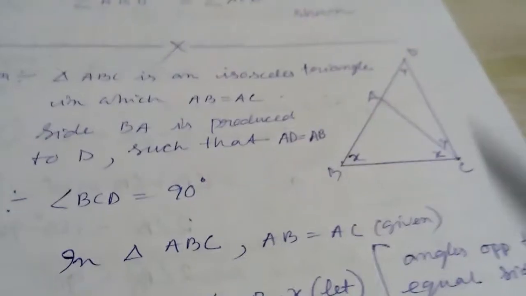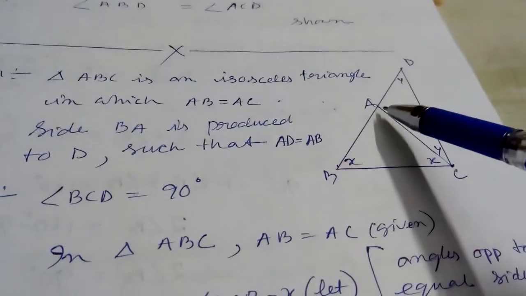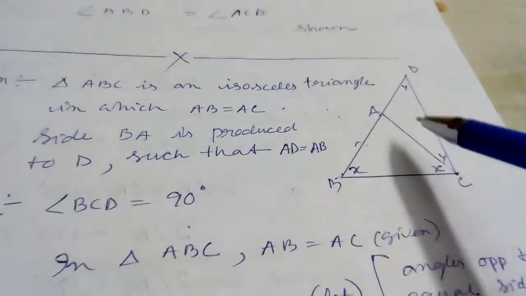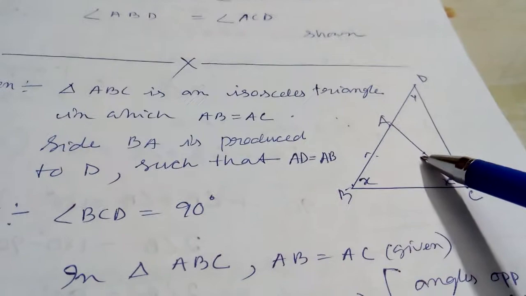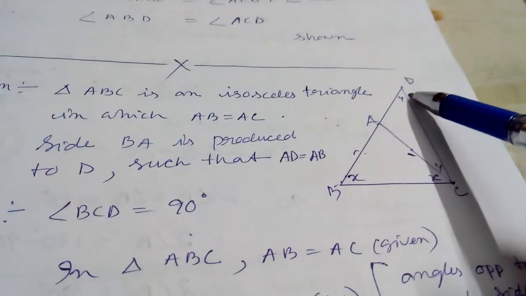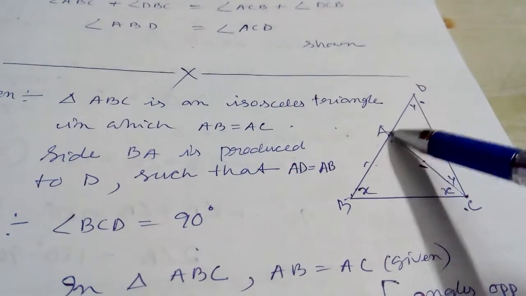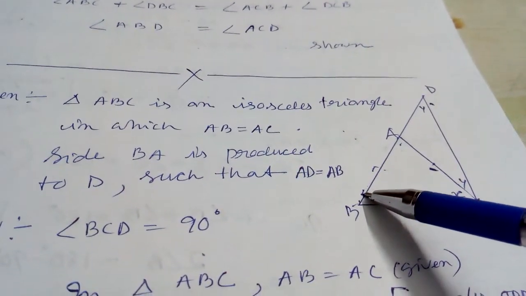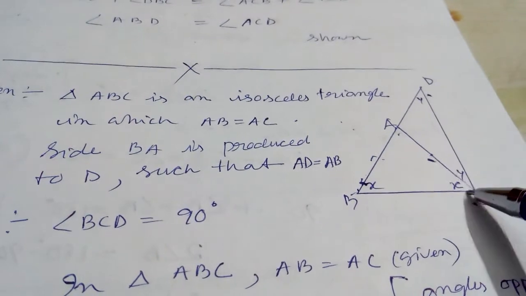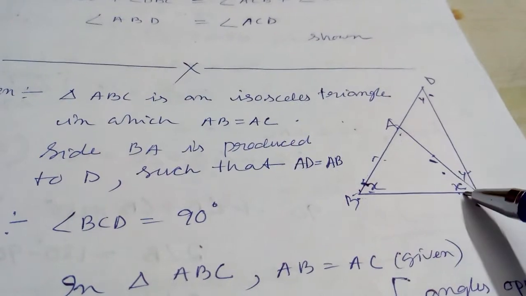Next sum, number 6. Number 6, given that triangle ABC is an isosceles triangle, where AB is equal to AC, and BA is produced to D such that AD is equal to AC. AD is equal to AB. It is given. Now we have to prove that DCB is equal to 90 degrees, or BCD is equal to 90 degrees.